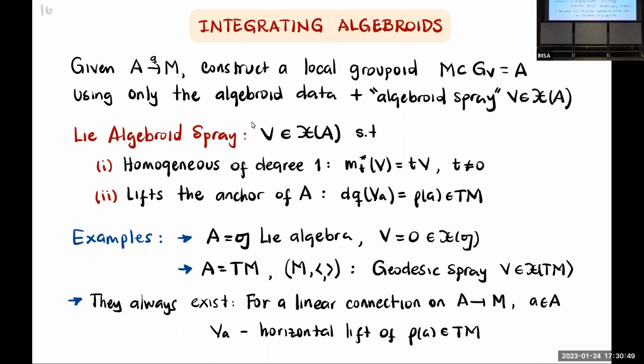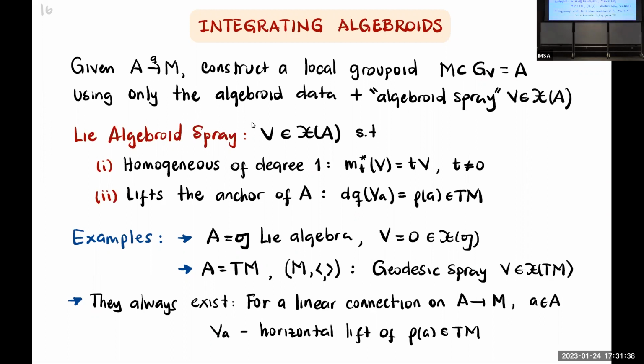Now, let me tell you about what happens when you integrate algebroids. We start again with the algebroid A over M, and then what we will do is construct a local groupoid whose space of arrows will be precisely A, the algebroid itself. This local groupoid will only use the algebroid data and the use of an algebroid spray. What is an algebroid spray? An algebroid spray is a vector field on A satisfying two conditions.